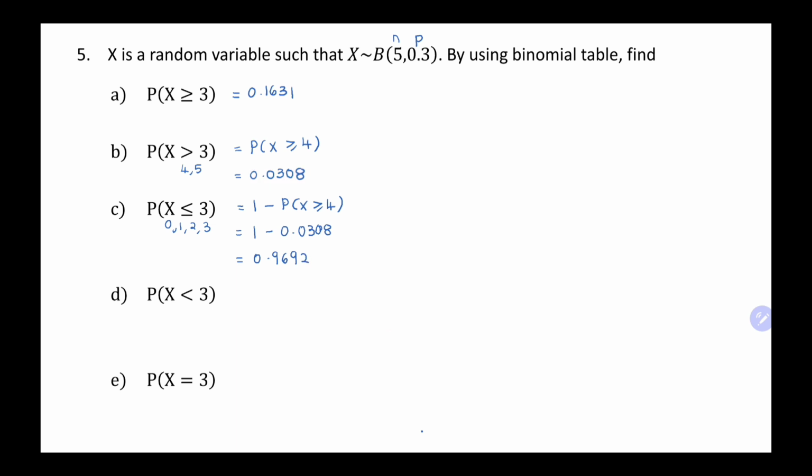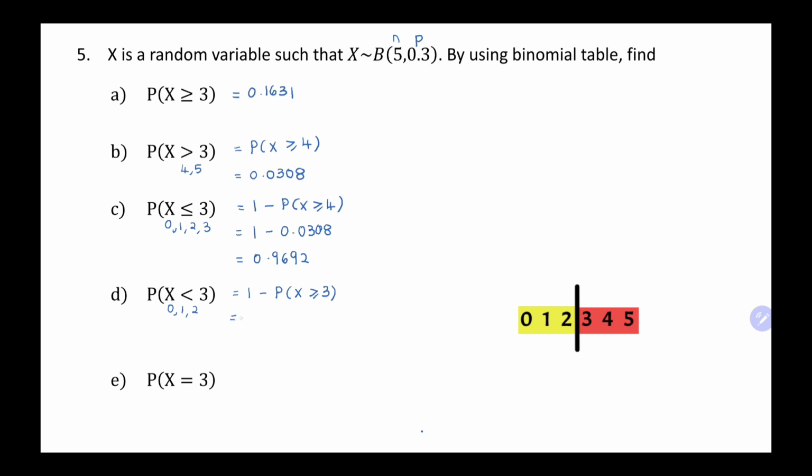Question D, we want to find probability for X less than 3. X less than 3 means we want to find 0, 1 and 2. Not include 3. So, we take 1 minus P(X greater than or equals to 3). Untuk cari 0 sampai 2, kita ambil semua, tolakkan dengan 3, 4 dan 5. 3, 4 dan 5 means greater than or equals to 3.